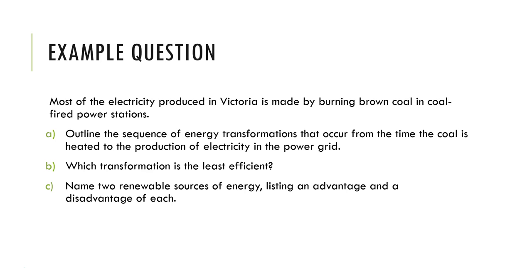So to give you an idea of what the questions would look like for this, here is a simple question. We can see a little bit of background. Most of the electricity produced in Victoria is made by burning brown coal in coal-fired power stations. Outline the sequence of energy transformations that occur from the time the coal is heated to the production of electricity in the power grid. Okay, so this is from releasing the chemical potential energy of the coal through to electricity, which we just went through.